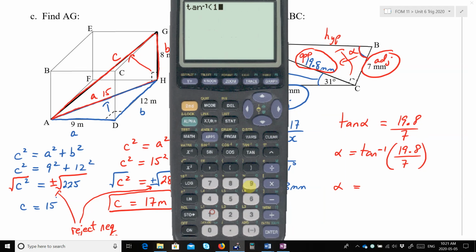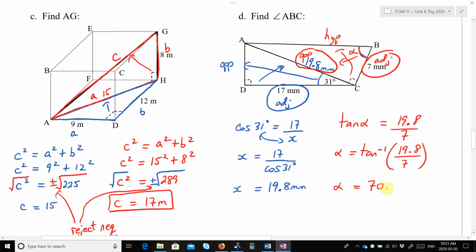Shift tan, 19.8 divided by 7, 70.5 degrees. What does the answer key say? It says 70.5 millimeters. Okay, so it shouldn't be millimeters, that should be degrees because we were finding an angle.